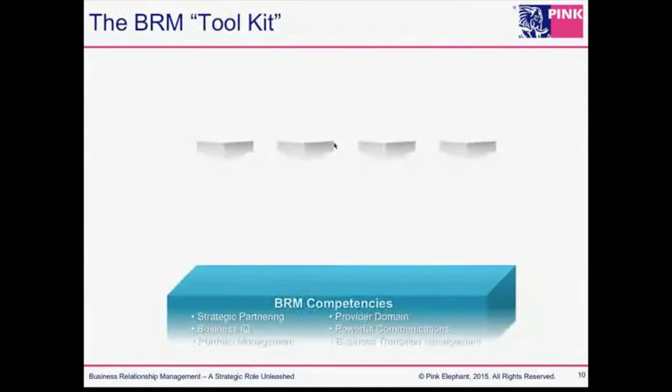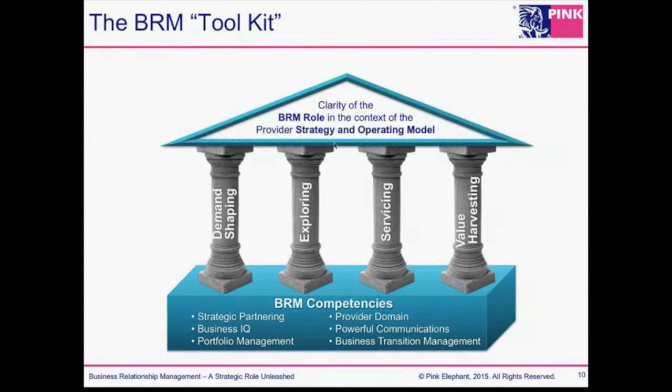Now, there is a toolkit that can help us get there to become that strategic partner within an organization. And that toolkit is defined across what we call the house of the BRM. Again, this is borrowed from the BRM body of knowledge from the BRM Institute. And so the BRM toolkit, in essence, has 6 competencies and 4 very specific disciplines.